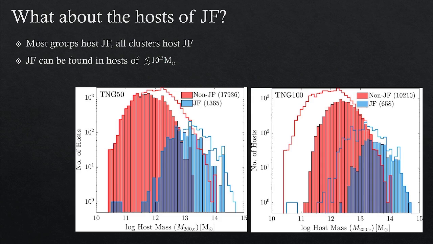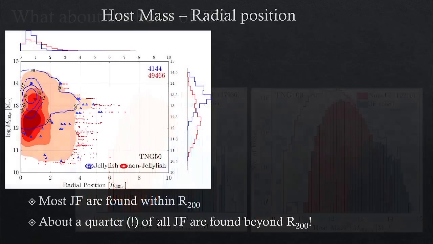And again, we can see that all clusters, basically everything above 10^14, has a jellyfish galaxy, at least one. So if you look at a cluster, you can expect at least one jellyfish galaxy, and usually much more. And if you go down to low mass hosts, 10^11 point something, you can still find jellyfish galaxies, even in hosts smaller than the Milky Way.